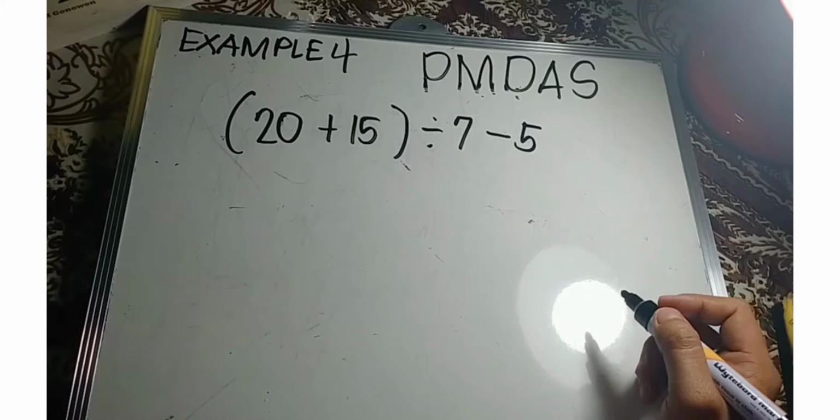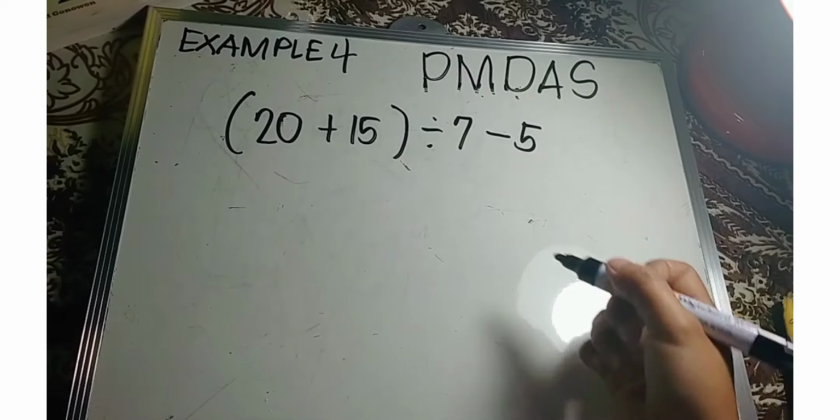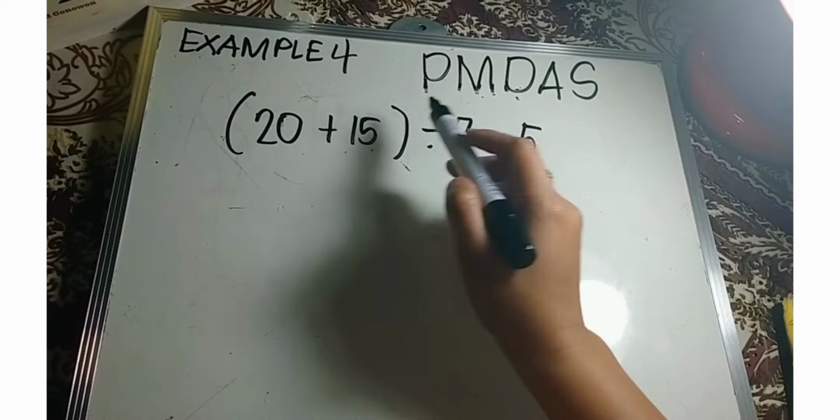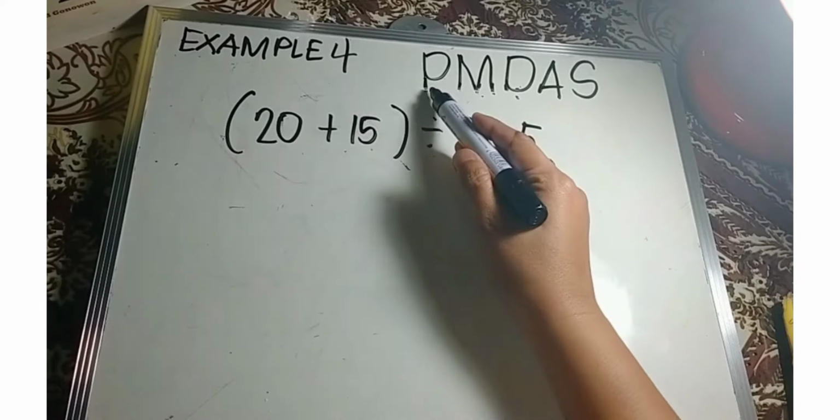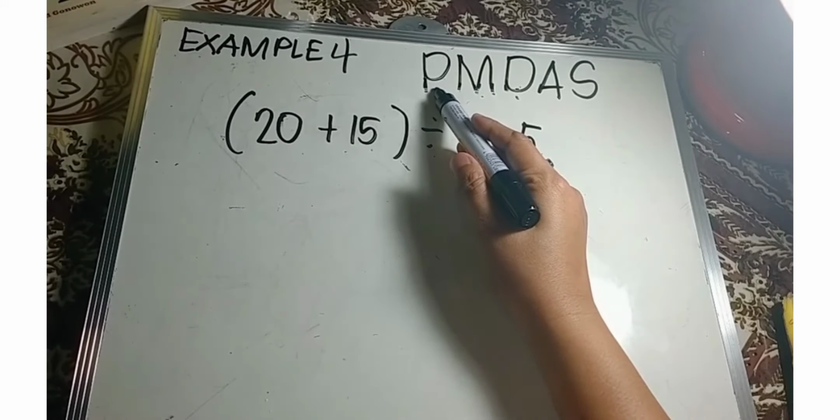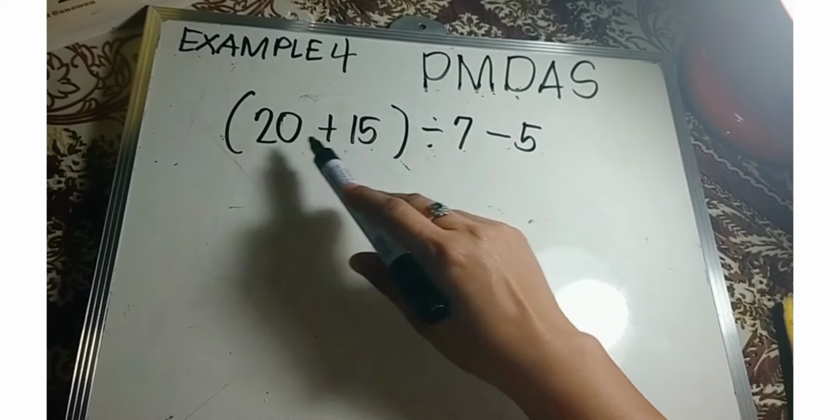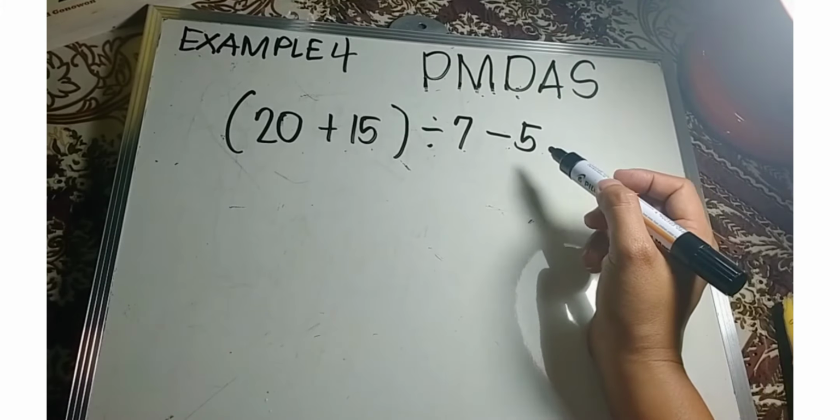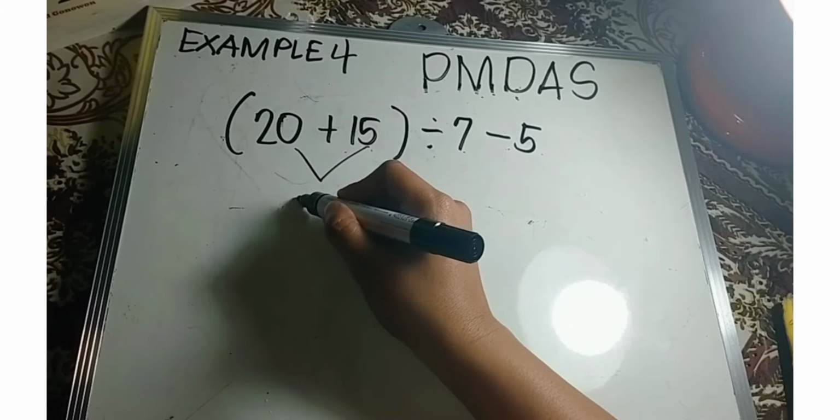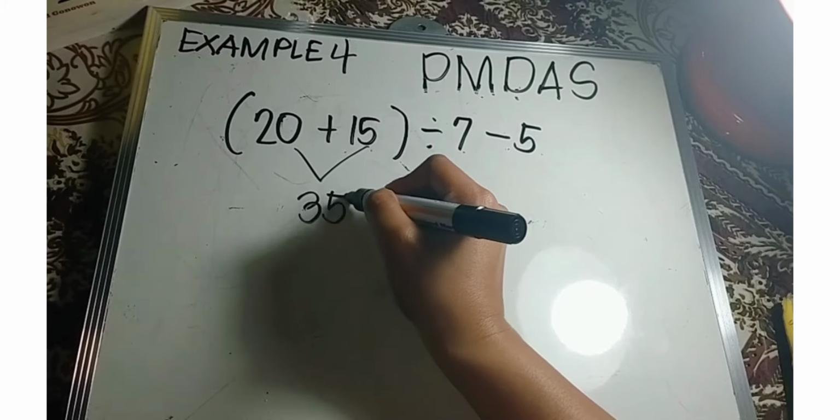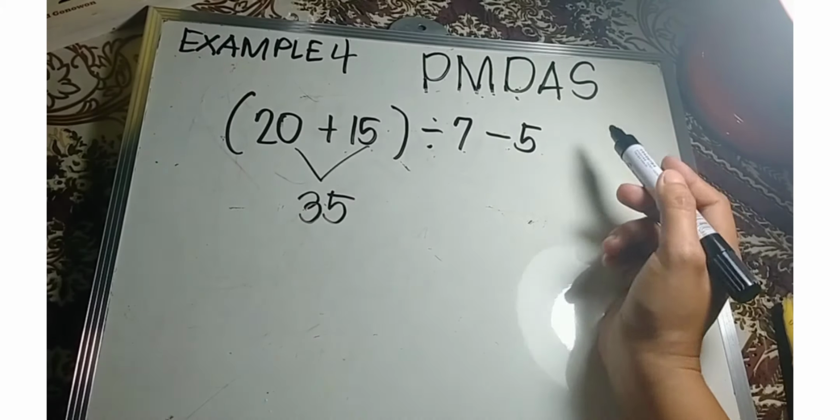Now, let us have example number 4. Quantity 20 plus 15, divided by 7, minus 5. So, balikan ulit natin ang ating rule. P stands for parenthesis. So, meaning, meron tayong nakitang parenthesis dito. Siya muna ang una nating isosolve. So, 20 plus 15, the answer is 35.